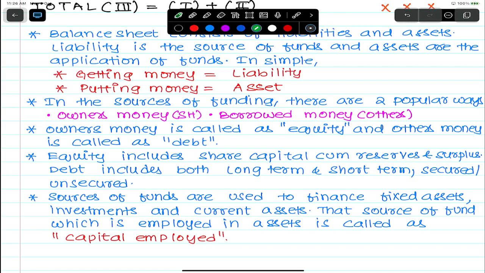Completed the first 3 points? The first three. In a balance sheet, the sources of funding, the owner's money, is called equity.